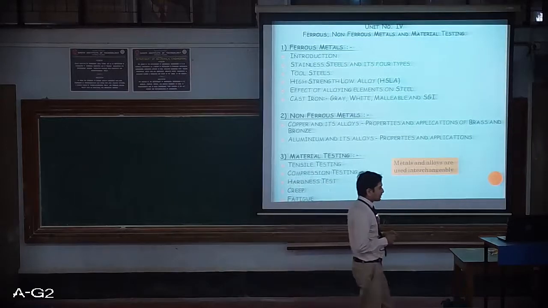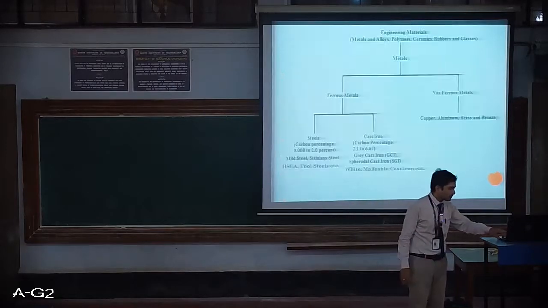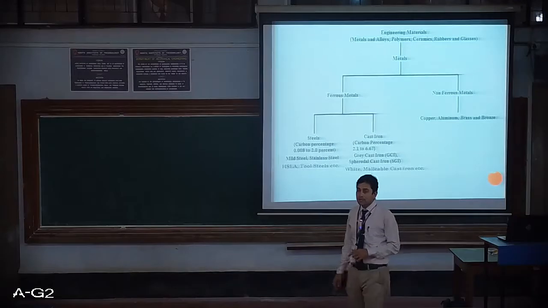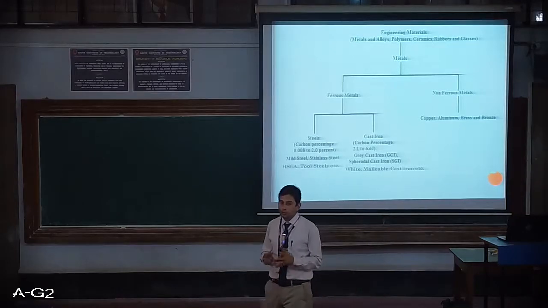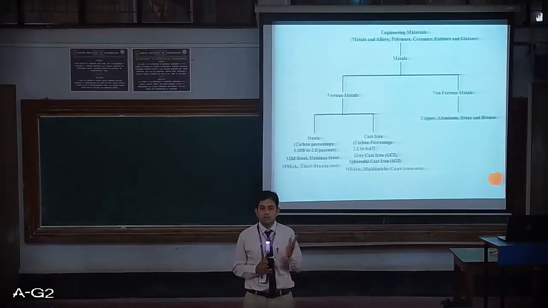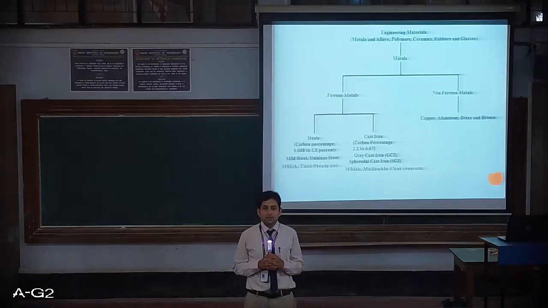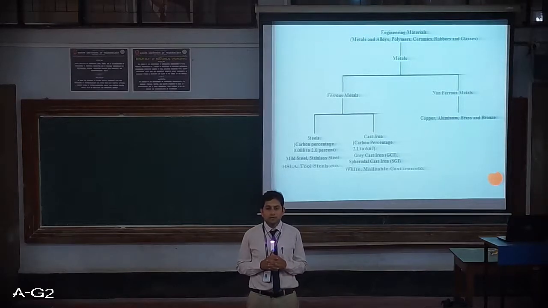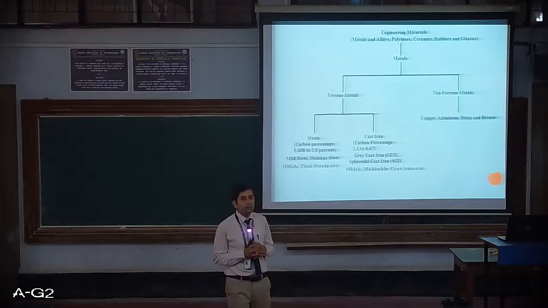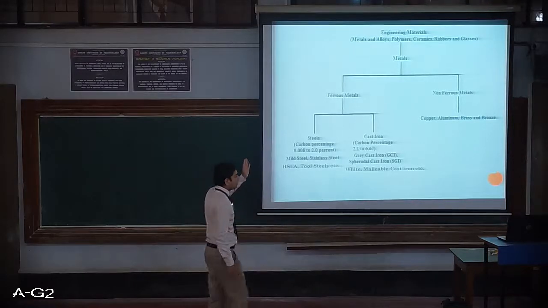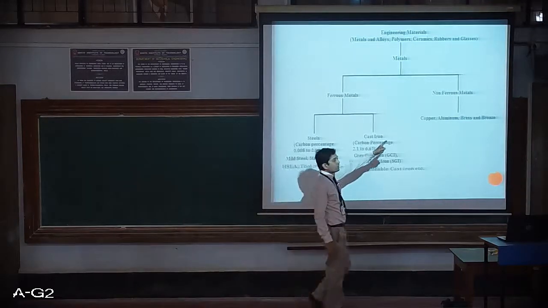Coming to the classification of engineering materials. You know that we discussed in the first unit that engineering materials can be classified into metals and alloys, polymers, ceramics, composites, nanomaterials, etc. The metal part can be further classified into 2 types: one is called ferrous metal, and the other is called non-ferrous metal.